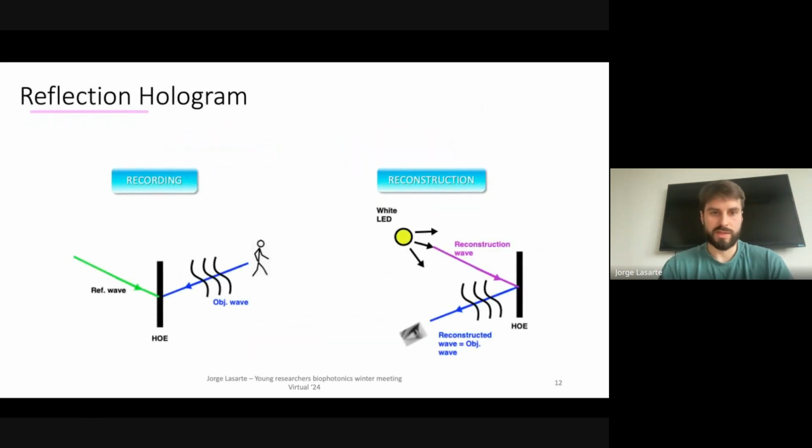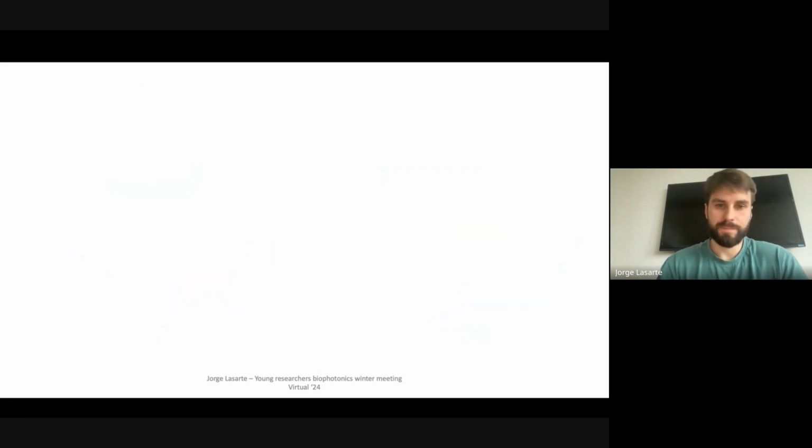But for a slightly further introduction into reflection holograms, the key thing here is that the HOE, as is depicted, the holographic optical element, holds a photopolymer and receives those beams on different sides, and then the reconstruction wave will be the reference wave, and therefore obtaining our reconstructed object, not as a perceived something, but as a real object.